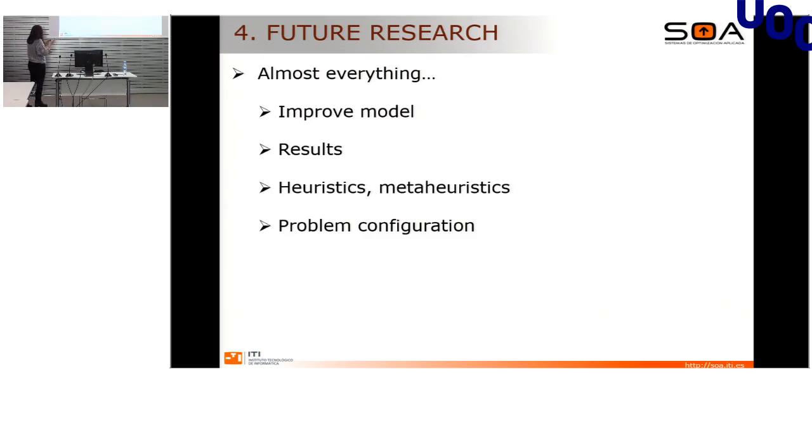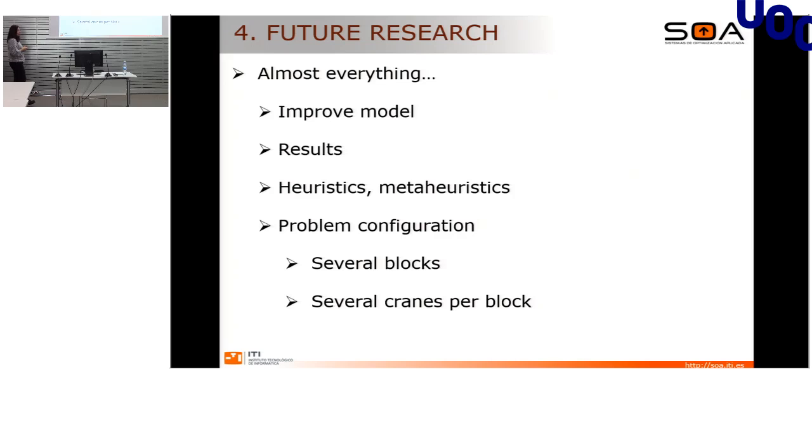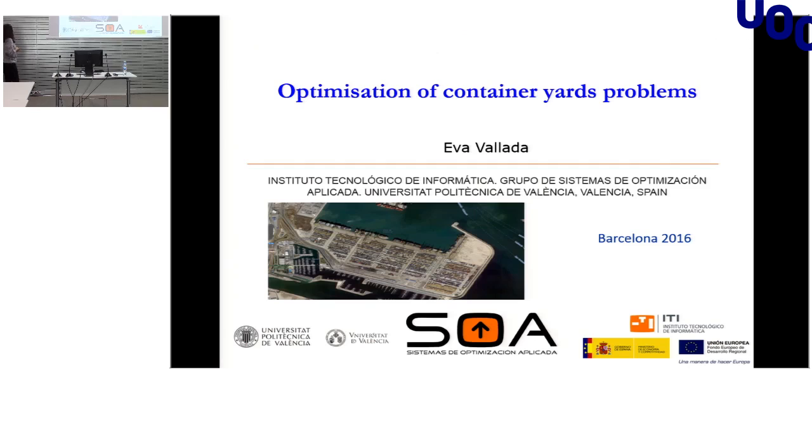And in the future, we would like to increase the problem configuration, considering several blocks instead of 1 block, or several cranes per block, and so on. So that's all. Thank you for your attention.